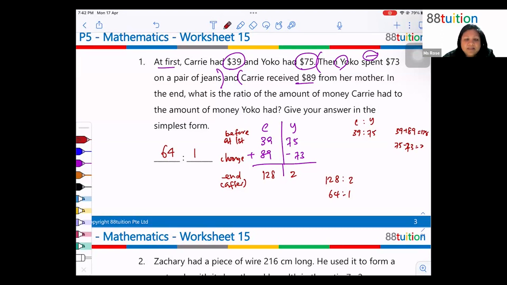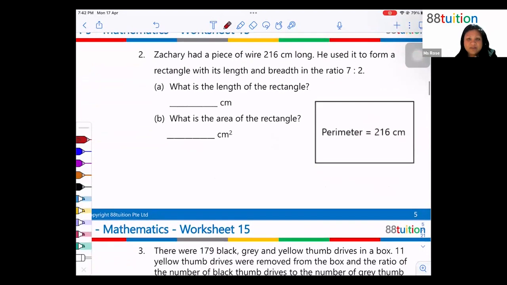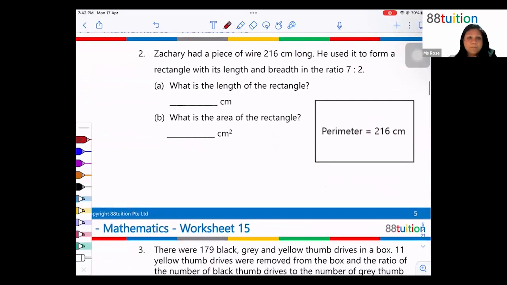Well, a lot of you gave me the right answers. Okay. Now let's look at question number 2. Is this a change question or is it just a purely ratio question?